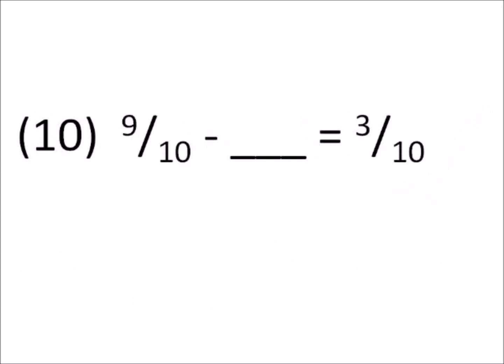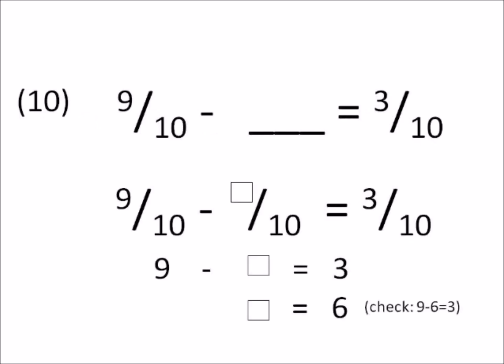Number 10. 9/10 take away a fraction is 3/10. Now again, you have it missing at the front, and you can say right away that you have tenths, so you know that the missing fraction will be tenths, because you're dealing with like fractions again. And there you have it, 9 over 10. 9/10 take away a fraction in tenths is 3/10.